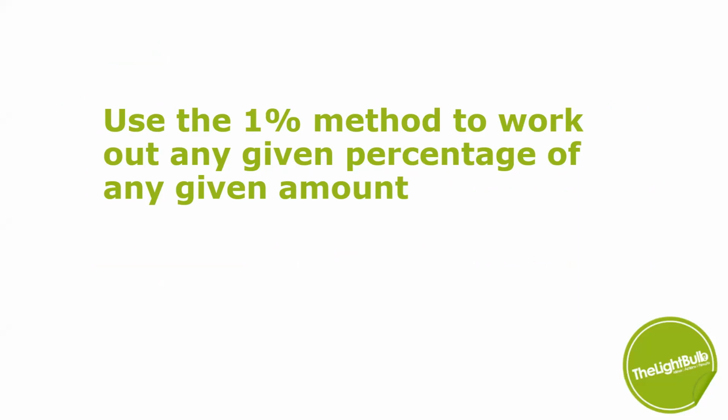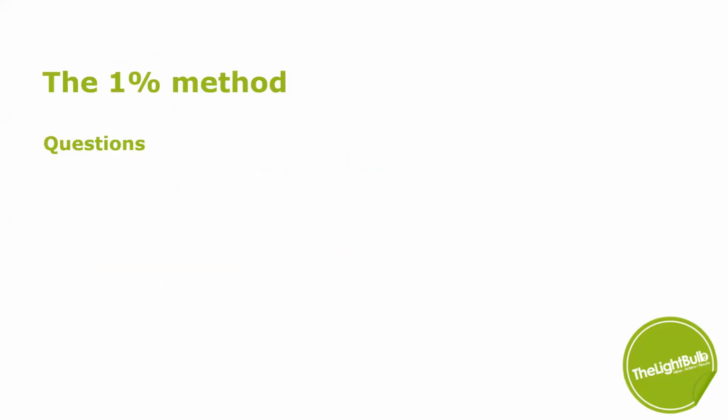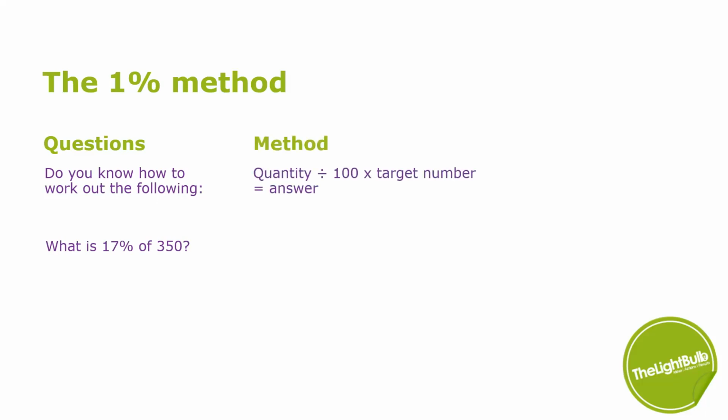So firstly, we're going to look at using the 1% method to work out any percentage. We could have interesting questions like this in our lives, not that we often do, but this is just as an example of how to use the 1% method, really. So what is 17% of 350? Well, what we do to calculate this using the 1% method is we can apply a little formula type thing. So it's the quantity, or however much we have, divided by 100, and then we times that by the target number, or the percentage we're looking for.